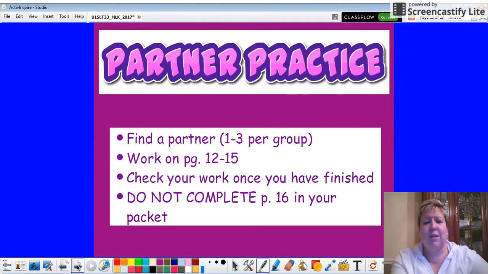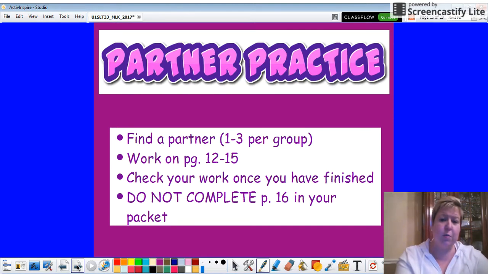The rest of today, I would like you to spend in partner practice. So you can choose to work alone if you would like to, but you may also choose to either work with another person or another 2 people. Let's try to keep groups to about 3 so we can keep the noise down. But I'd like you to look at pages 12 through 15.